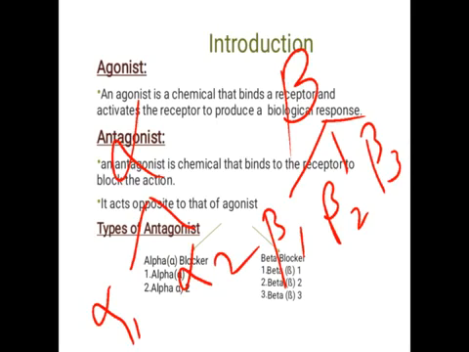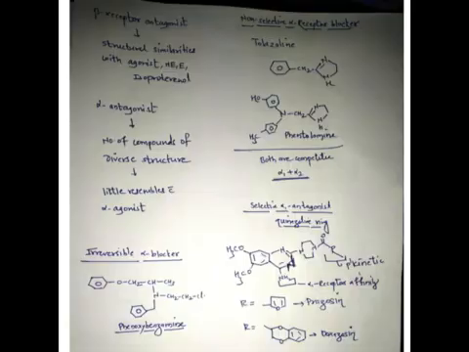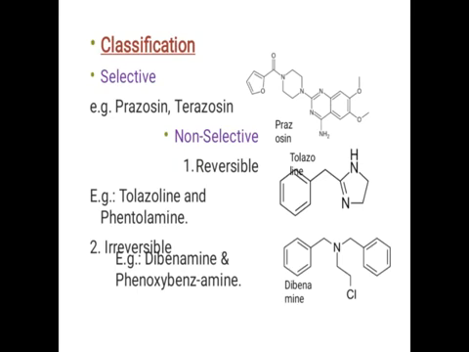So sympathomimetic classification we have seen. Now next part, that is the sympatholytic agents, that is the antagonist, that is the blocker. They are classified into alpha blocker and beta blocker. Again alpha blockers are classified into alpha 1 blocker and alpha 2 blocker. Then beta blockers are classified into beta 1 blocker, beta 2 blocker and beta 3 blocker. Okay. Next part, that is the classification of sympatholytic agents or the blockers.